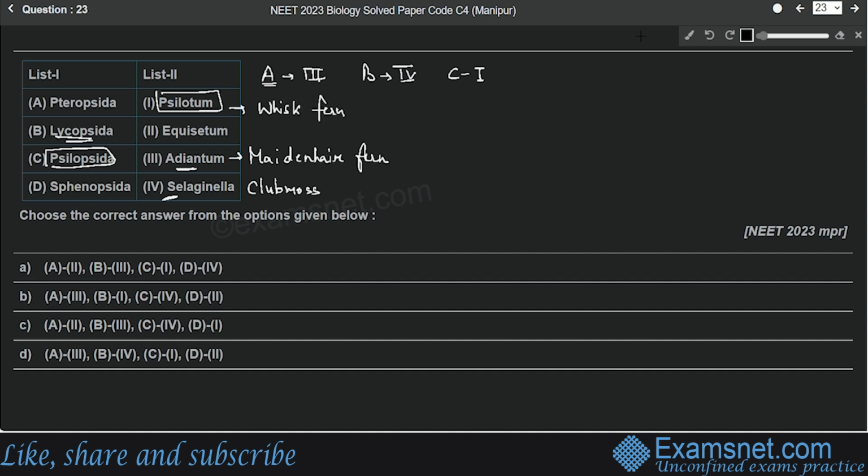Then the last class is Sphenopsida, and the correct match for Sphenopsida will be Equisetum. That means D will be matched with number 2. Okay, Equisetum is horsetail. It is an example of horsetail. So all these are different types of pteridophytes. Okay, according to this match, the correct answer should be option number D.